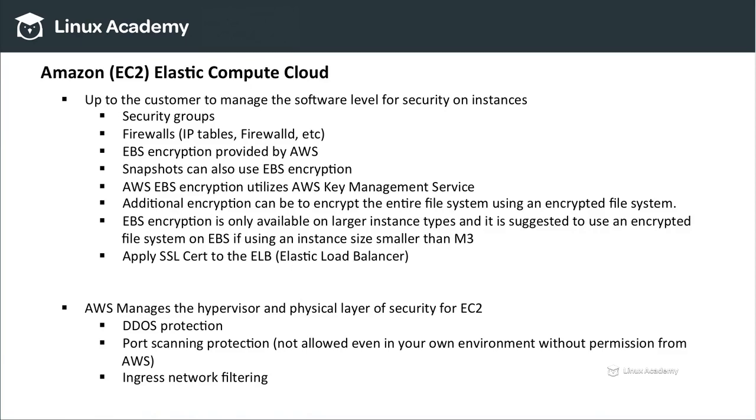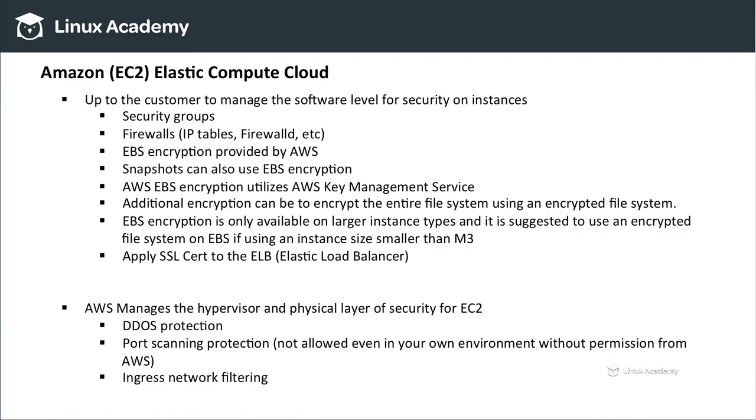EBS encryption provided by Amazon Web Services. That means we can encrypt an EBS volume. We can also encrypt the snapshots from EBS volumes. EBS encryption on AWS utilizes the AWS Key Management Service. An additional encryption can be to encrypt the entire file system using an encrypted file system. Now, this is a potential. We might use the EBS encrypted option, or we might use the encrypted file system option.